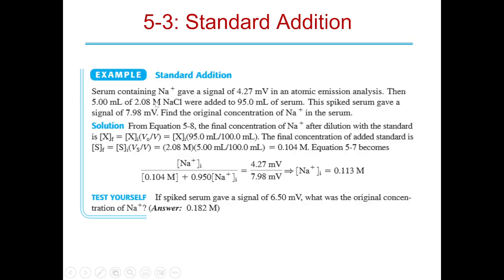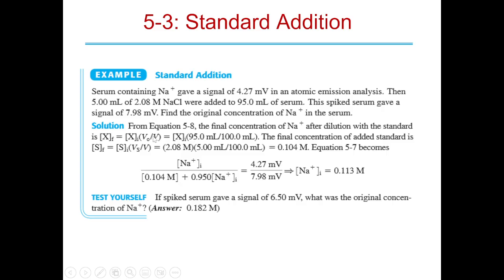Then we add 5 milliliters of the 0.08 molarity of sodium chloride, which would give us the same concentration of the sodium that we're adding. These were added to 95 milliliters of the serum. This spiked serum gave a signal of 7.98 mV. So we put that in. Find the original concentration of that. So right here, we use 5.8, and that would give us a final concentration of sodium after your dilution. So this is the formula right here.